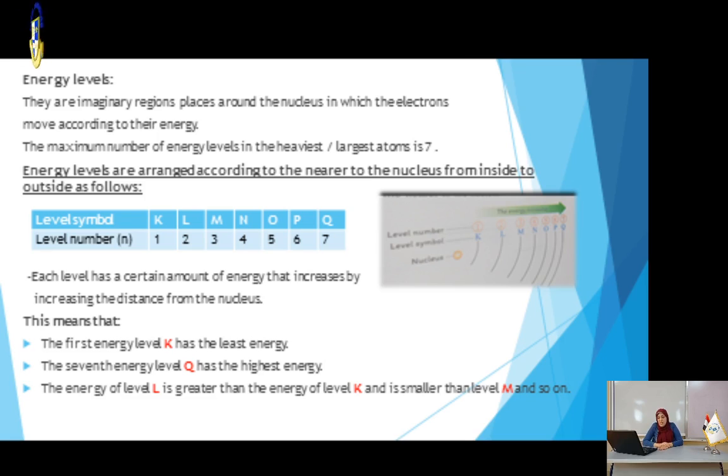Each level has a certain amount of energy that increases with increasing distance from the nucleus. That means that the first energy level K has the least energy and the seventh energy level Q has the highest energy. The energy level L is greater than the energy level K and smaller than the level M, and so on.